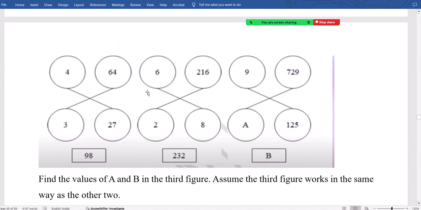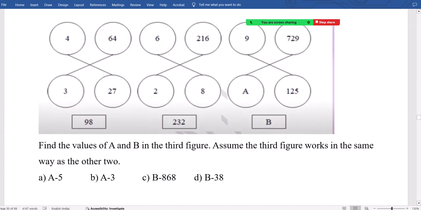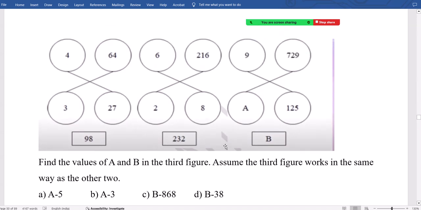Now this one, we have to find A and B. A value, B value both. They given options. A and B. What is the chance for A? What is the chance for B? A must be 5, right?